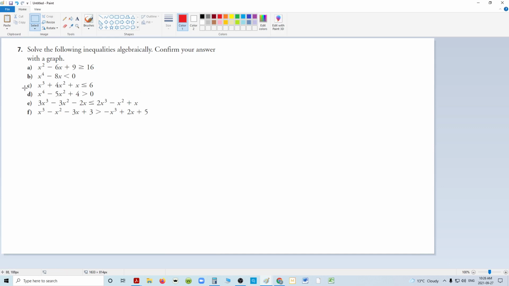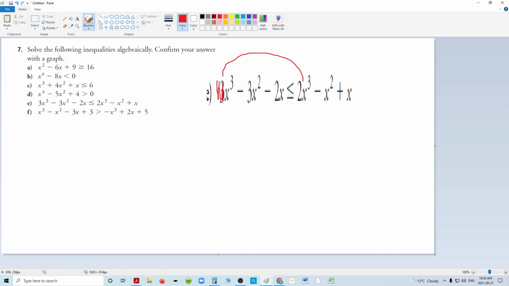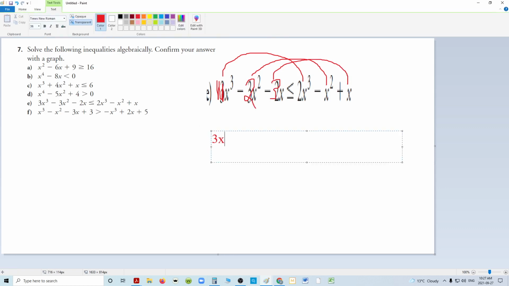Okay, this one is a cubic, but it's got a lot of the stuff on the other side. When I bring down this 2x cubed over here, it becomes 1x cubed. When I bring this plus x squared over here, it becomes minus 2x squared. When I bring this x over here, it becomes minus 3x, and there's no number. So I'm left with 3x cubed minus 2x squared minus 1x cubed minus 2x squared minus 3x.